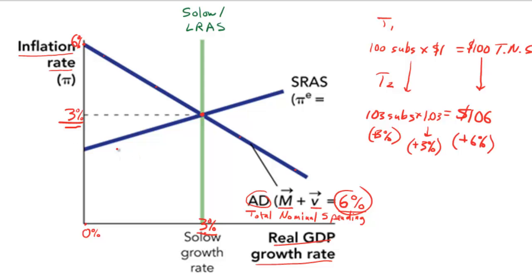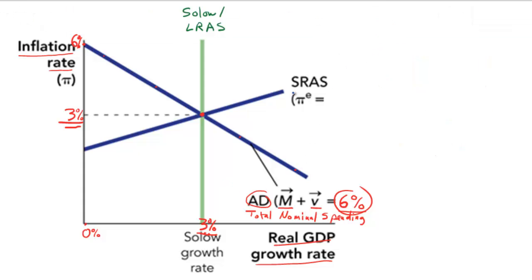So inflation's 3%, every sub costs 3% more, growth is 3%, we have 3% more sandwiches, and total spending is up 6%, the sum of real growth plus inflation. So remember, that's how the aggregate demand curve works. Now, let's review, let me reset here.